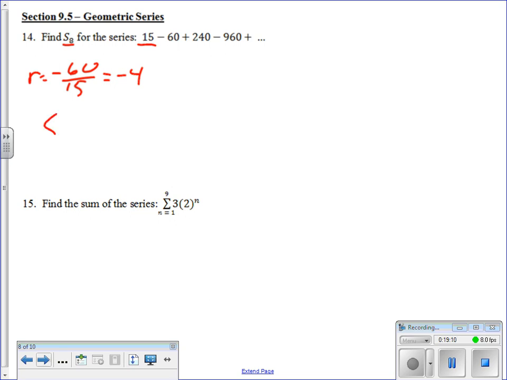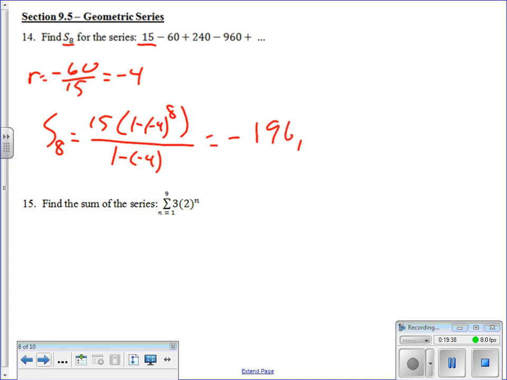So the sum of the first 8 terms is the first term times 1 minus r to the 8th power, not 8 minus 1, watch that, over 1 minus negative 4. And you get negative 196,605.